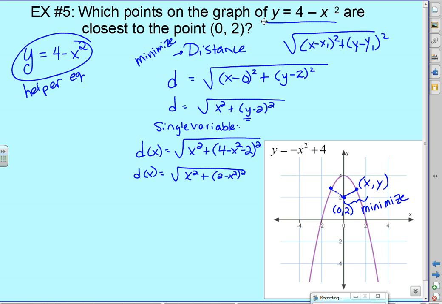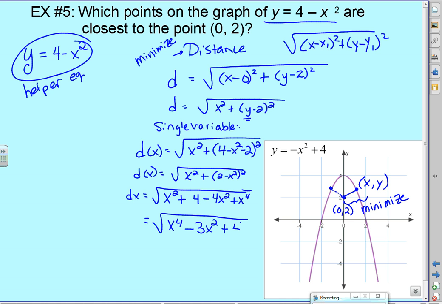It would not be the most difficult to square that out and combine stuff, so maybe that would be a good approach. Squaring something, we'd have the first thing squared, minus twice the product of those two, and then plus the last thing squared, so that's going to raise us to an x to the 4th there. And we can pull our x squareds together, so we've got an x to the 4th, minus 3x squared, plus 4 underneath the radical. That is our d of x equation.